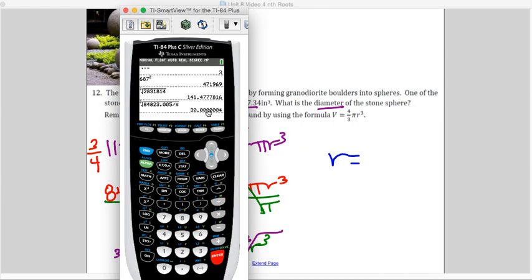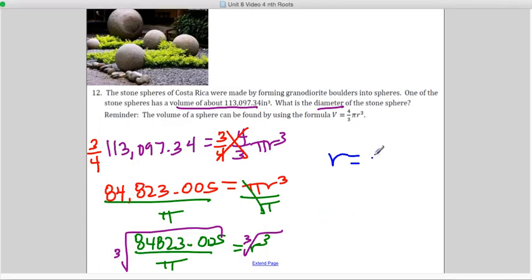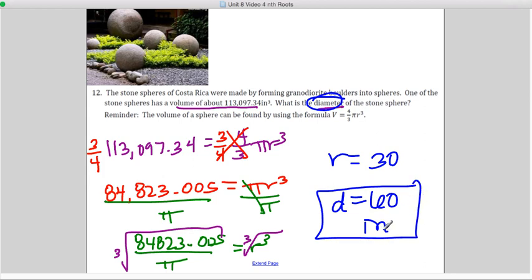Rounding to 3 decimal places, I would just have 30. So my radius is 30, but it's asking for diameter. So my diameter, remember, is twice my radius, so that means it's 60, and I would label it inches. So my diameter is 60 inches.